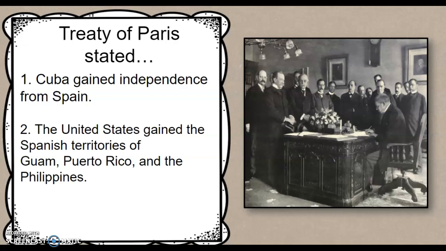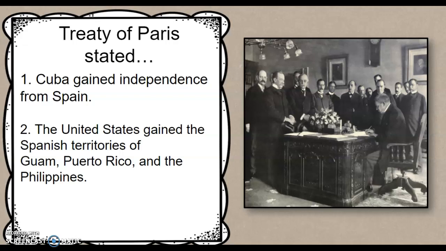When we talk about imperialism, imperialism is the idea that countries go out and obtain new land and resources and power. The United States hadn't done a whole lot of this, but now all of a sudden we've gained and acquired these territories that once again made us a stronger country.